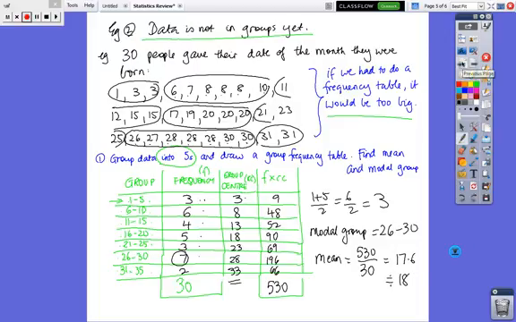So if you do exercise 3B, plus we've got the chapter review, and that'll be the next couple of lessons.